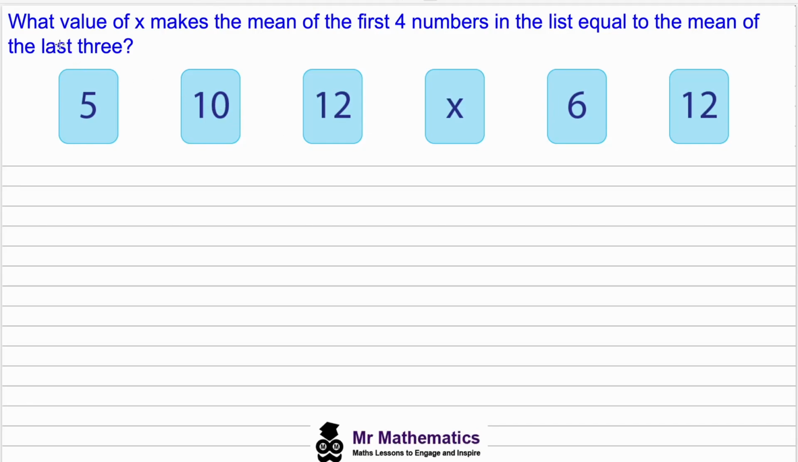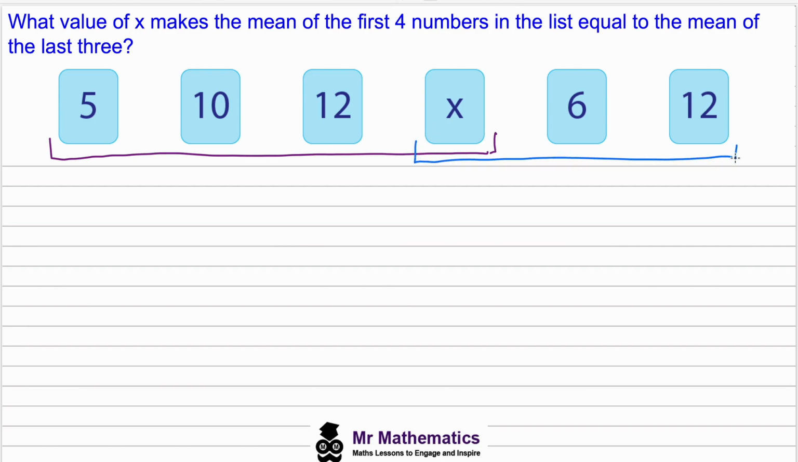So in this question, we've been asked what value of x makes the mean of the first four numbers in the list equal to the mean of the last three. So the way to do this is to just highlight the first four numbers and separately the last three numbers. So now we know that the mean is the total divided by the sample size.